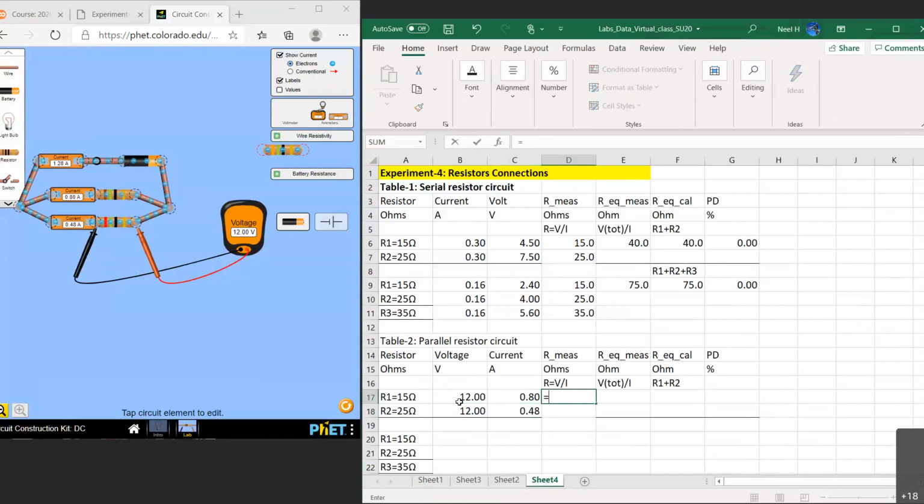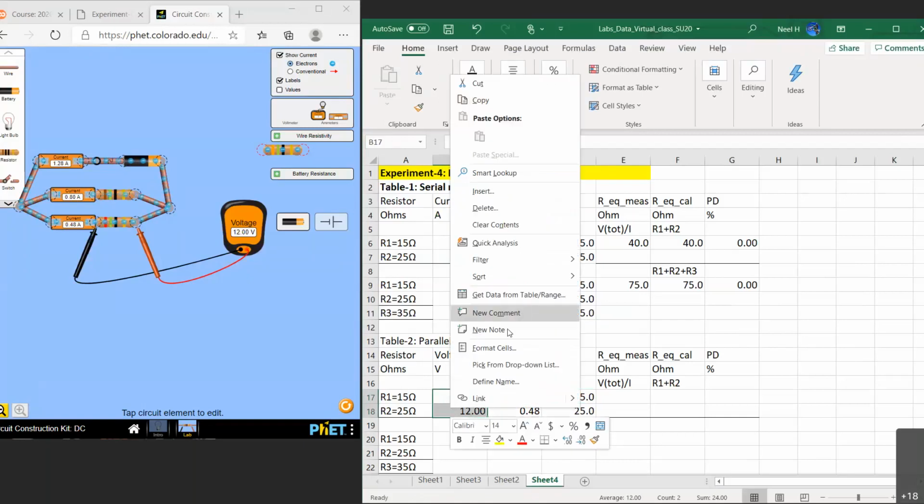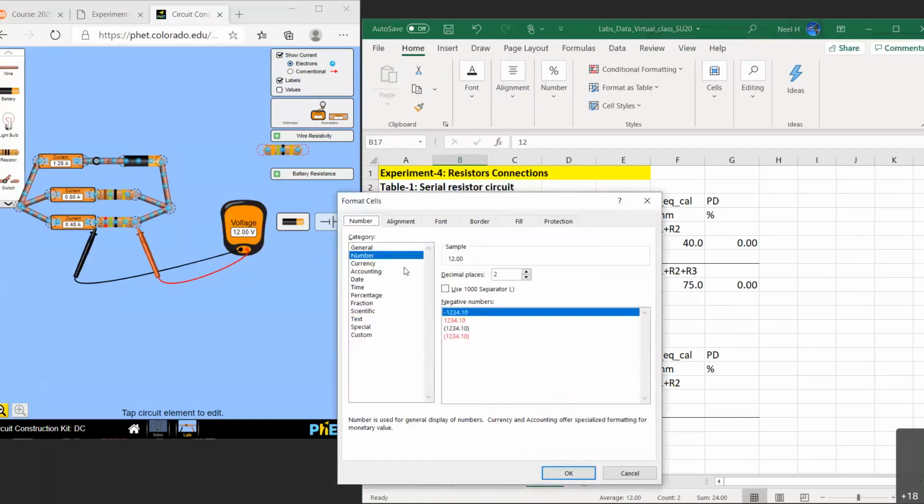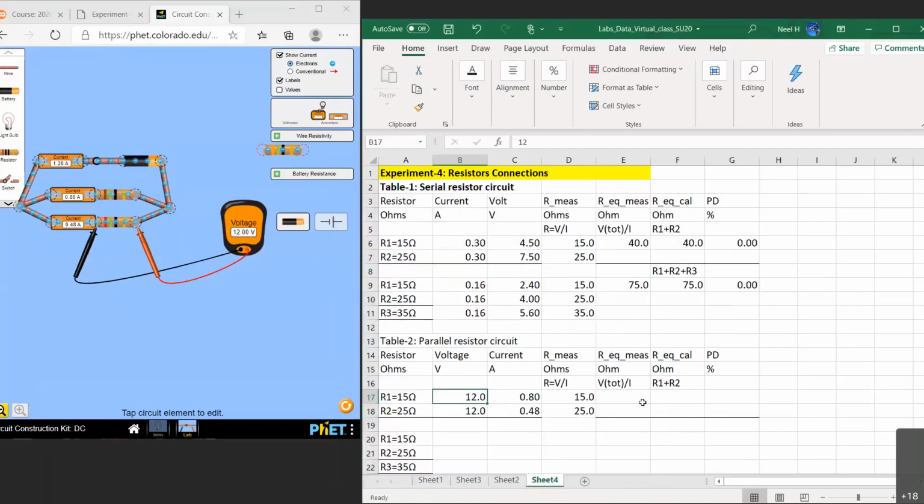Then, like the earlier case, we'll calculate the resistor by using the measured voltage and current. Voltage divided by the current value, and I got 15 ohms, that's the correct number. Second one, I got 25 ohms, that's the correct number. And let's reformat this voltage column to represent only 3 significant figures. That means if you put 1 decimal place, that will be 3 significant figures.